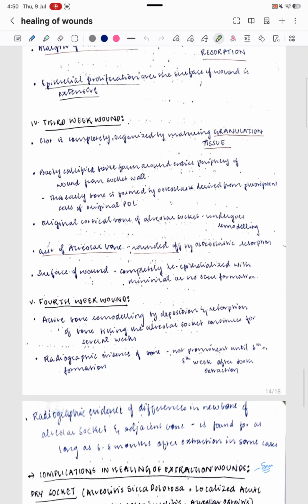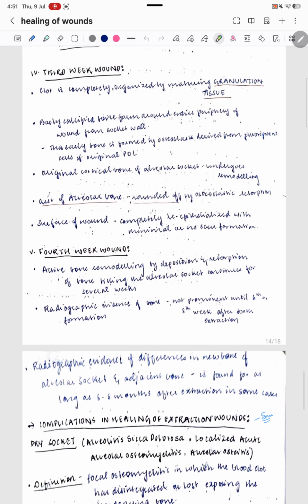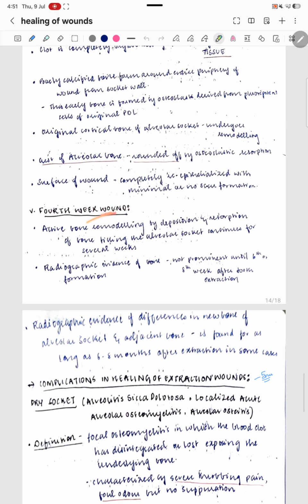Then in your third week, this granulation tissue is matured, followed by the calcified bone of the periphery, followed by the new bone formation at the periphery. Then that is your active bone remodeling that is happening in your fourth week. So in the third week, there is basic maturation of the granulation tissue. After that, there is a crest of the alveolar bone undergoing osteoclastic resorption. Then in the fourth week, active bone remodeling is seen.